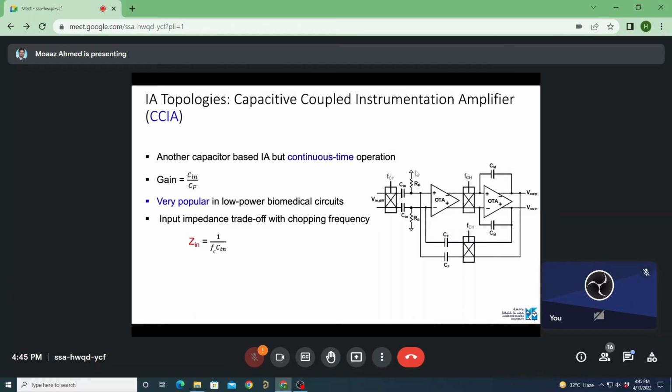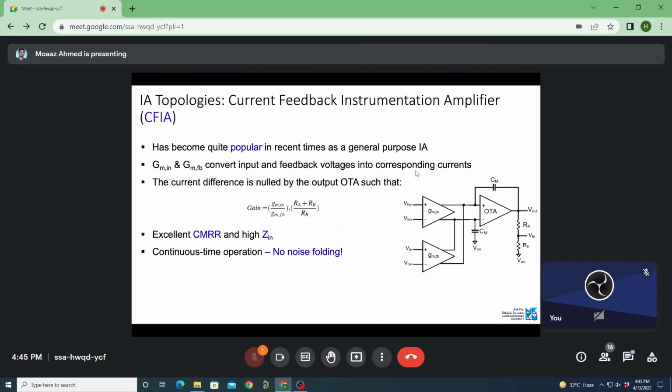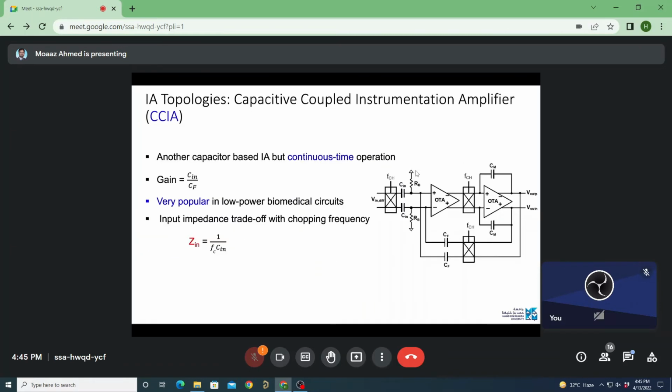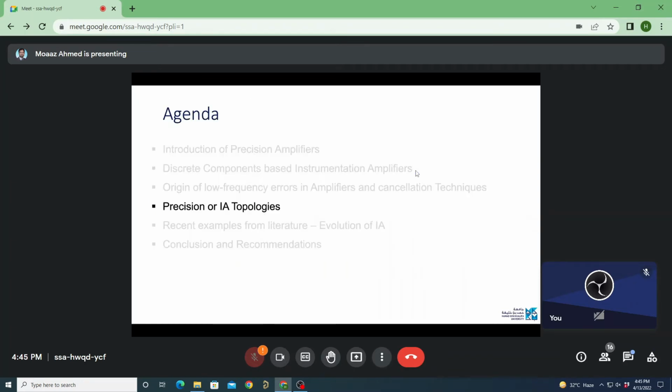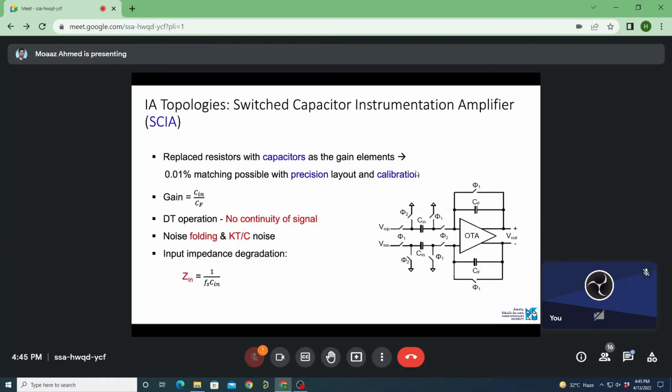Capacitive coupled instrumentation amplifier. Yes, that is the IIT topologies. Can you go to the next slide? Let's see if they are changing. Next one. Yes, that's visible. Current feedback changed. Good. I think now it's better. So this is the important stuff.